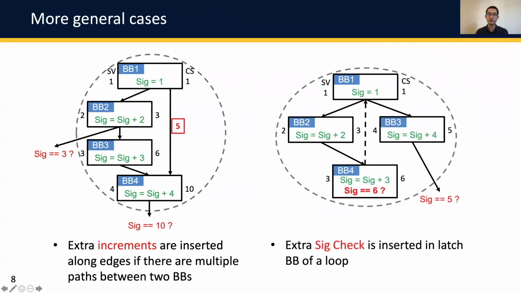In addition, if an interval contains a loop, the signature will get reinitialized every time the loop branches back to the entry node. As a result, we need to insert one extra signature check in the latch block of the loop to make sure no error happens in every loop iteration, which is illustrated in the BB4 of the right graph.